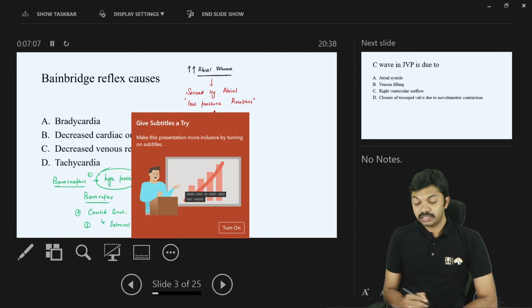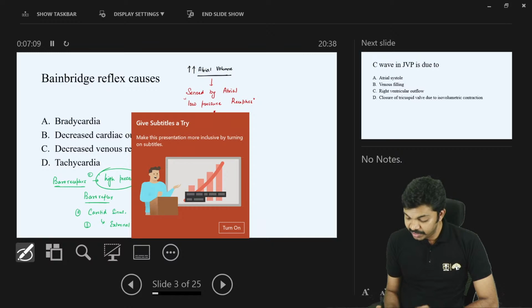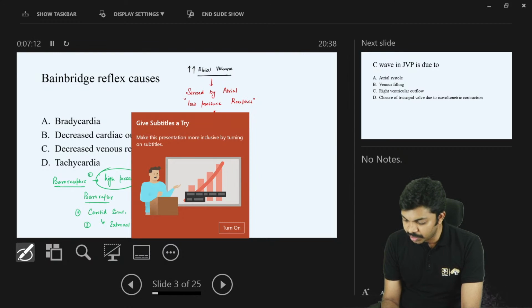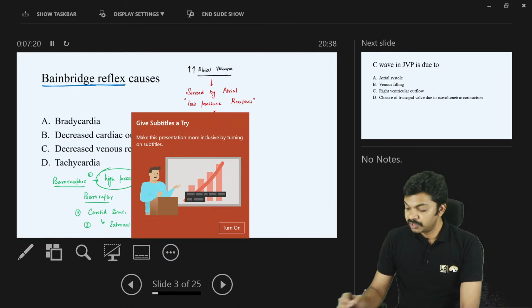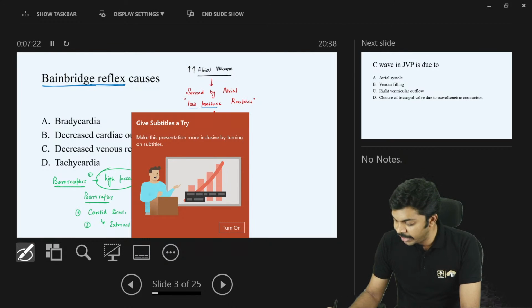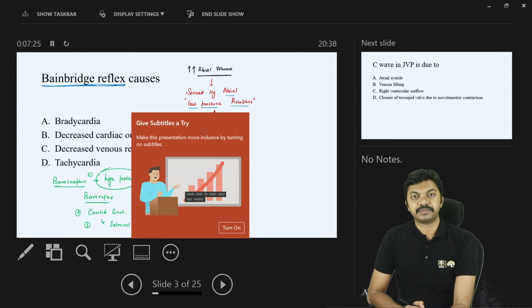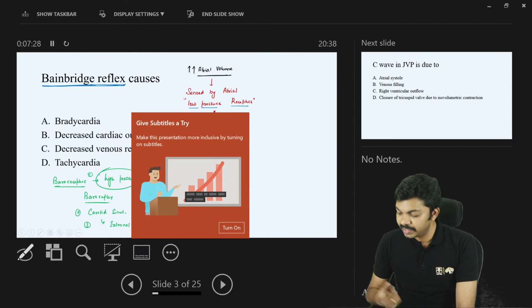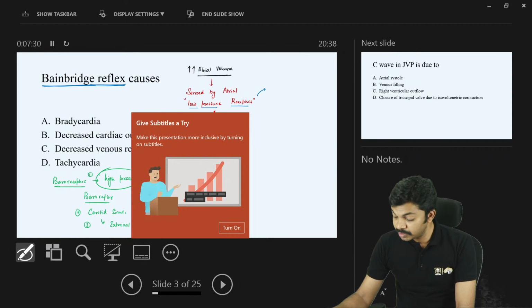Alright people. The second kind of points you must be familiar with in this question is, as we just saw, Bainbridge reflex. Bainbridge reflex is because of low pressure atrial receptors. Along with atrial receptors, these low pressure receptors are also seen in number 1, superior vena cava, and they are also seen in pulmonary artery.